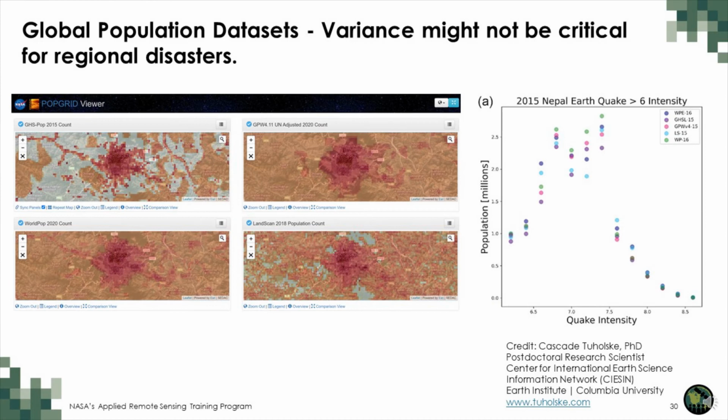So that being said, bringing it back to the population data sets directly, here's some research that was done by Cascade Tucholsky, looking at the exposure of various population data sets to ground motion. It's called quake intensity down here. It goes from 6.5 to 8.5. And if you look in aggregate at the population exposed to each of the bins in here, you'll see that it doesn't vary that much over the level of about 7.5.